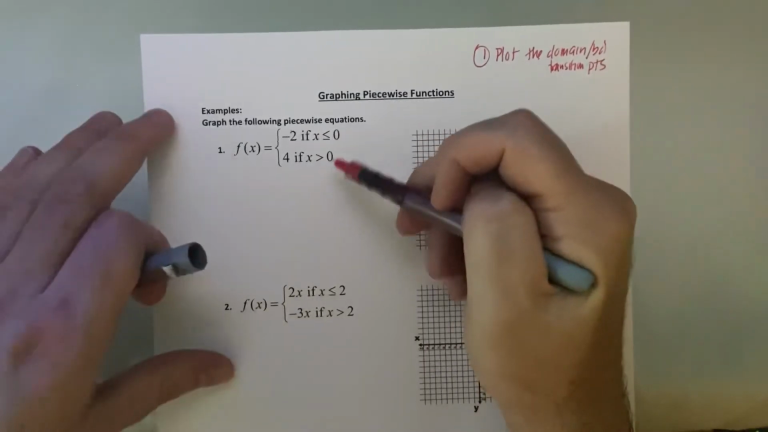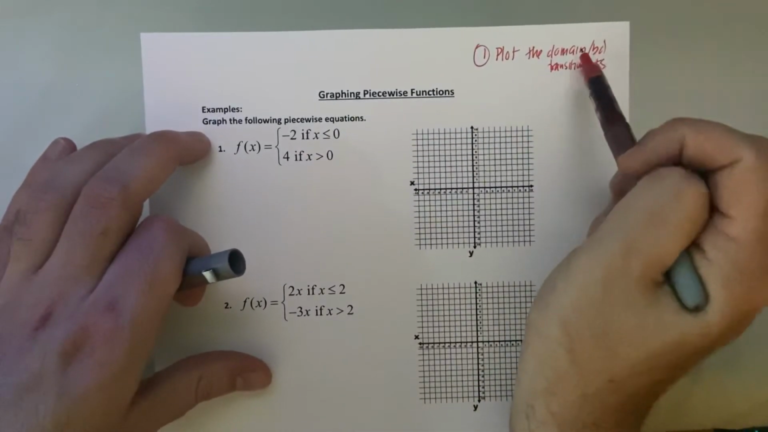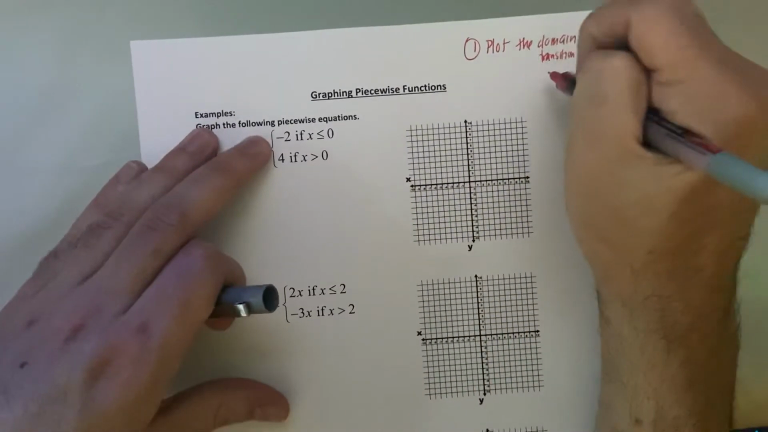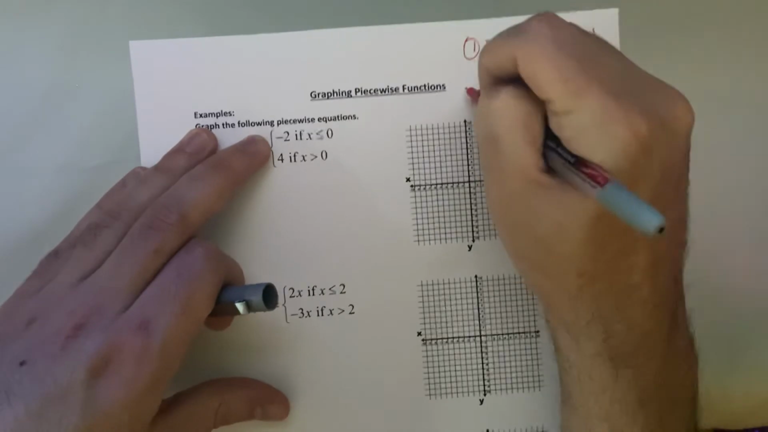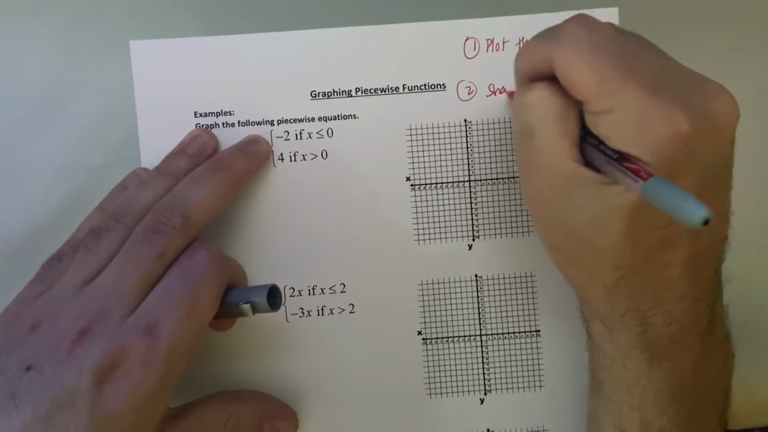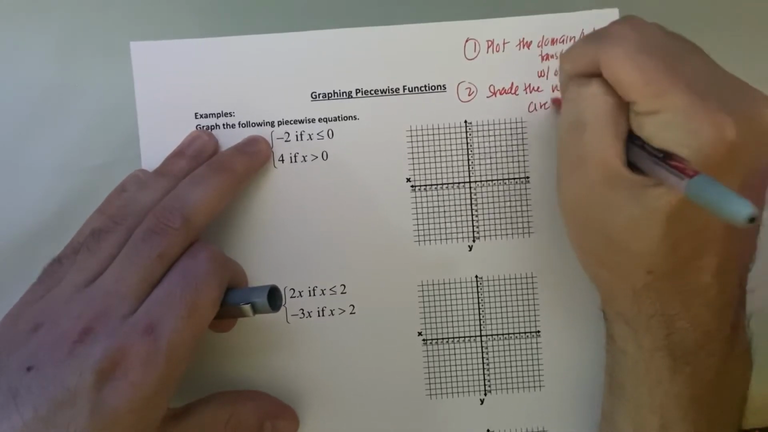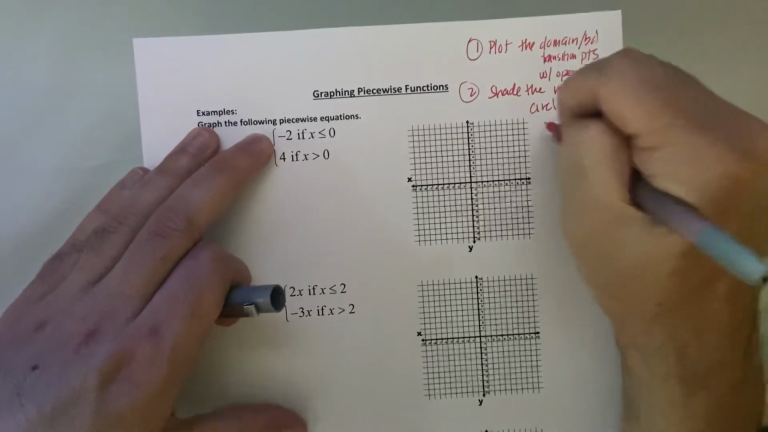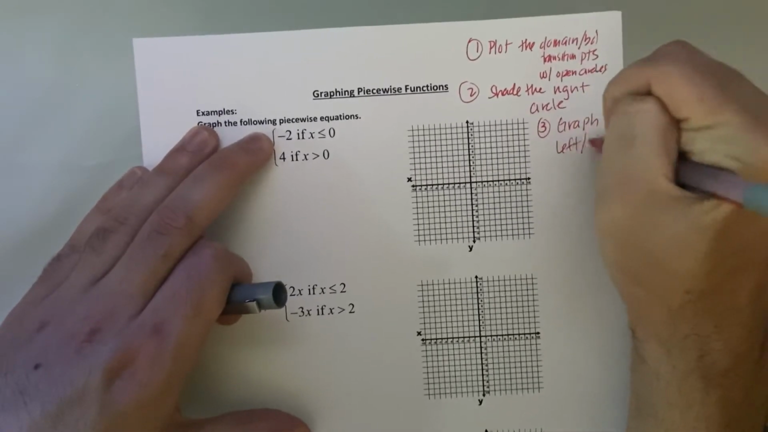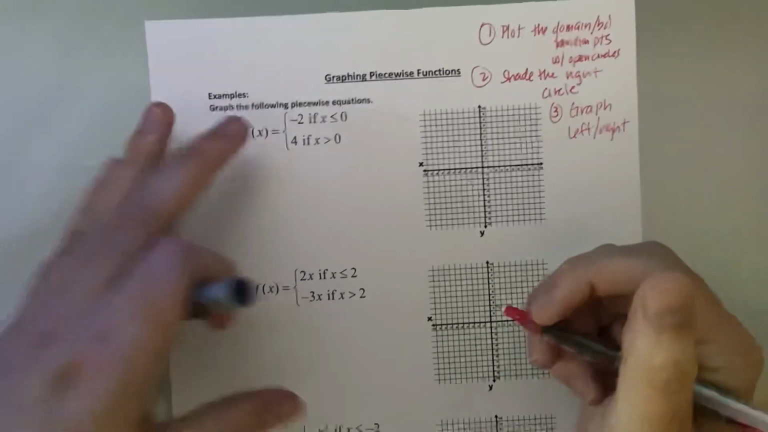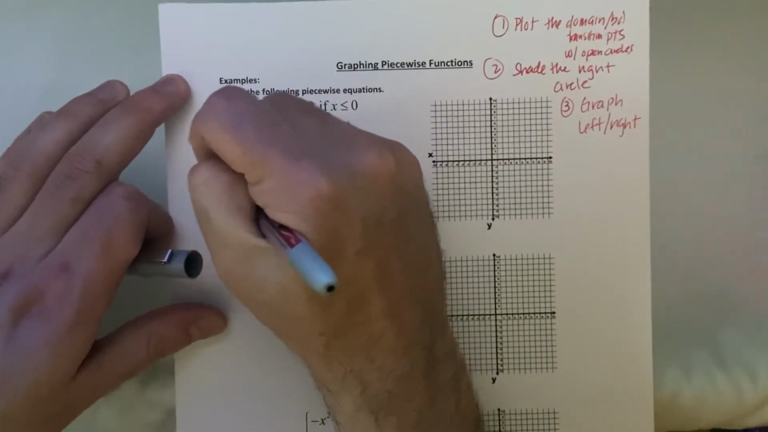So what those are going to be in here, it says I switch between my functions at 0, so I need to plot 0 in both functions, and do it with open circles. And we'll talk about that in a second. And you shade the right circle. And then you graph either left or right. So what do I mean? I mean plug in 0 first for both of these equations.